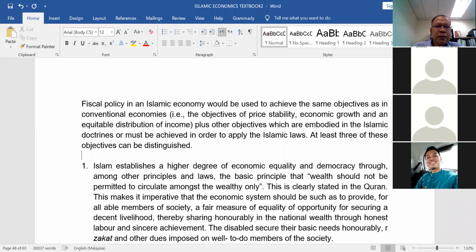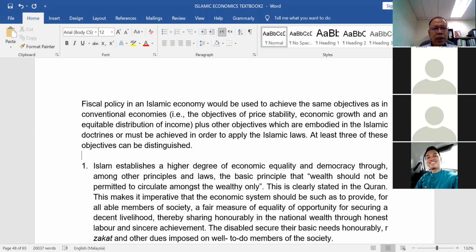Apa dia objektifnya? Dalam conventional fiscal policy objektifnya ialah price stability, kestabilan harga. Yang kedua, economic growth, pertumbuhan ekonomi. Ketiga, equitable distribution of income, agihan pendapatan yang adil.